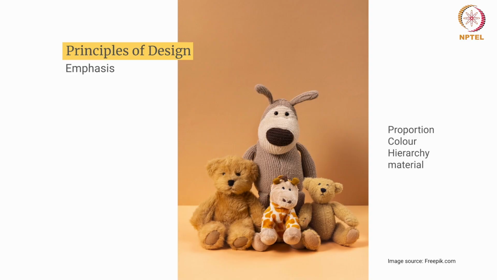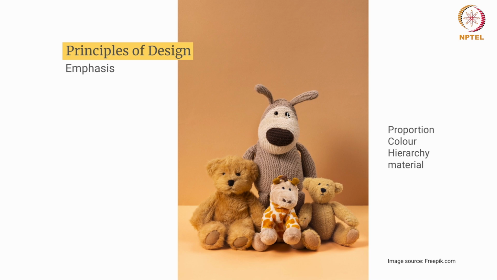This is another example where the idea of emphasis has been projected. You can clearly see there are 4 stuffed toys, but because of the proportion, the emphasis towards the larger toy is higher. And another important thing which you can highlight clearly here is the use of different colors. The lower portion toys have a different set of colors compared to the larger toy. Apart from that, because of the arrangement, you can sense a hierarchy in the overall composition, right?